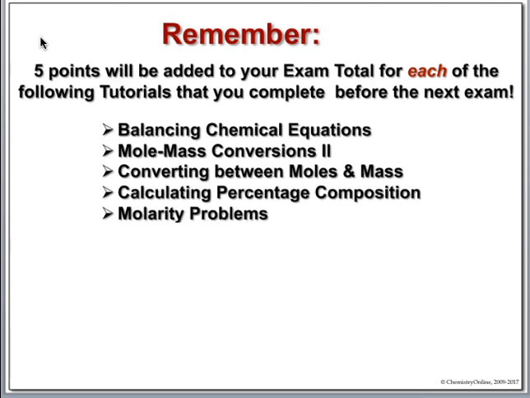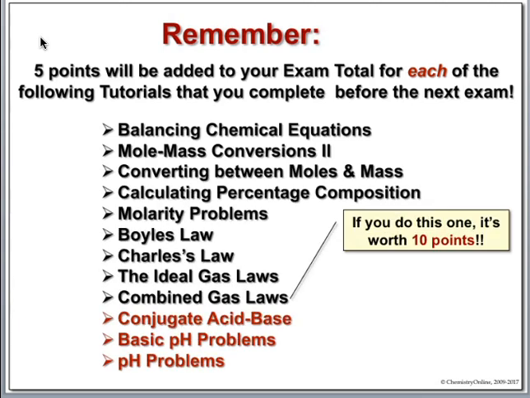Finally, there are no tutorials from now on. The ones that we have for this next exam are balancing, mole mass, moles in mass, percent composition, molarity, Boyle, Charles, ideal. If you do this one, it's worth 10 points because it's hard. For the last chapter, we have conjugate acid base, basic pH, and pH problems. There are 12 of them. If you do them all, that's 65 points. That's a good thing. Any questions?